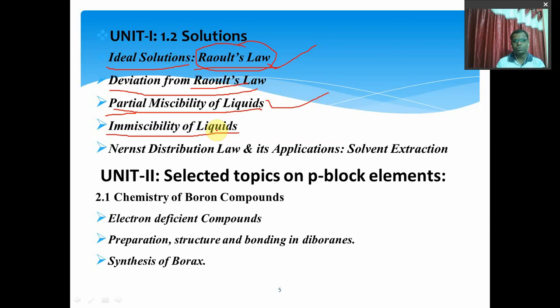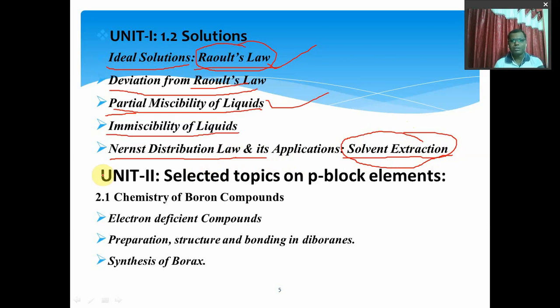And if the two liquids are completely immiscible, then that technique is also used in one of the important applications that we call solvent extraction. This solvent extraction contains two phases. One is the aqueous phase, another one is the organic phase, and it is based upon one of the important principles, the Nernst distribution law. So the Nernst distribution law and its application in the field of solvent extraction is very important, that we are also going to discuss in solutions. So these are the two topics that I am going to teach you.